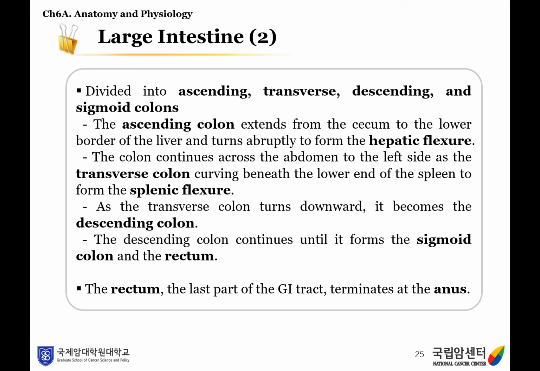The ascending colon extends from the cecum to the lower border of the liver and turns abruptly to form the hepatic flexure. The colon continues across the abdomen to the left side as the transverse colon, curving beneath the lower end of the spleen to form the splenic flexure. As the transverse colon turns downwards, it becomes the descending colon. The descending colon continues until it forms the sigmoid colon. Sigmoid means S-shaped, and then the rectum. The rectum, which is the last part of the GI tract, terminates at the anus.